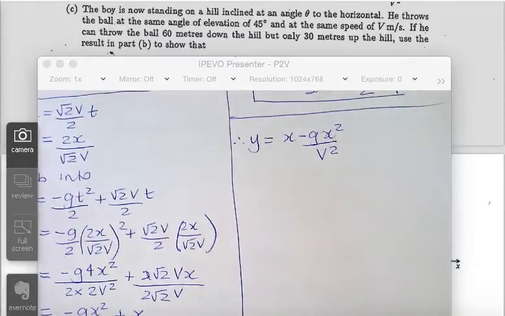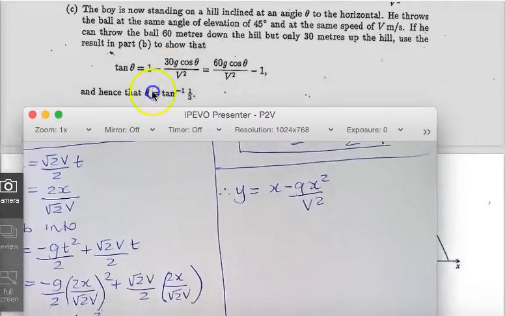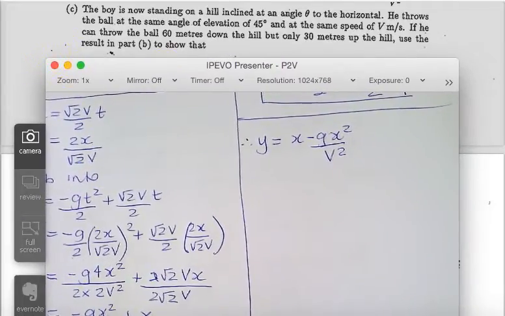Girls, the boy is now standing on a hill inclined at an angle theta to the horizontal. He throws the ball at the same angle of elevation of 45 and at the same speed v. If he can throw the ball 60 meters down the hill but only 30 meters up the hill, use the result in part B to show that this result. Now, we need to draw.